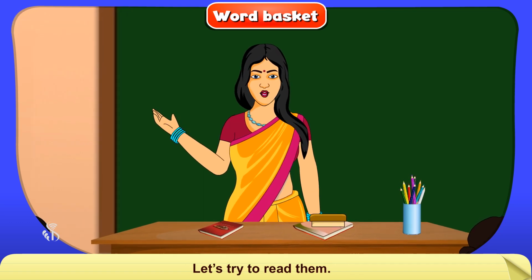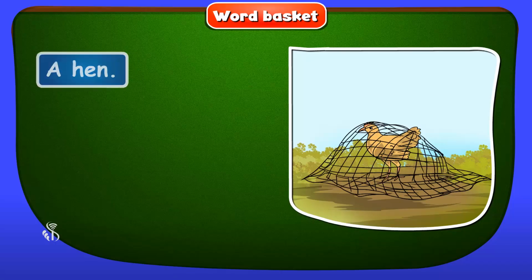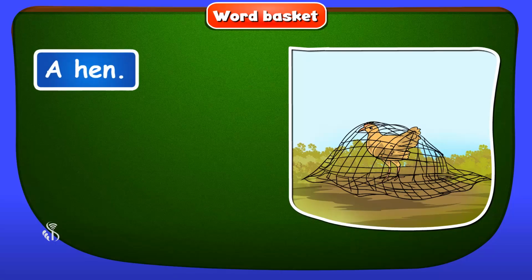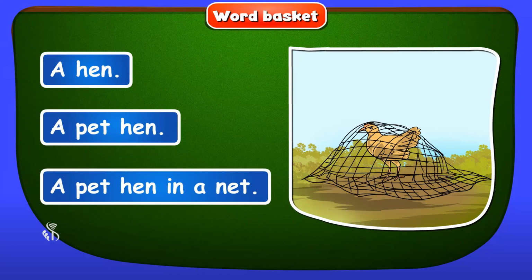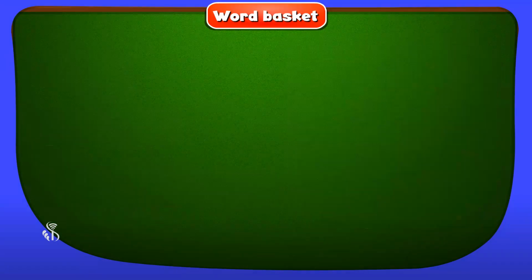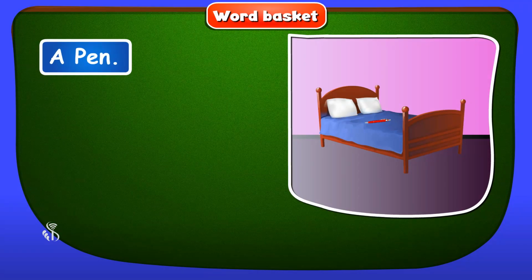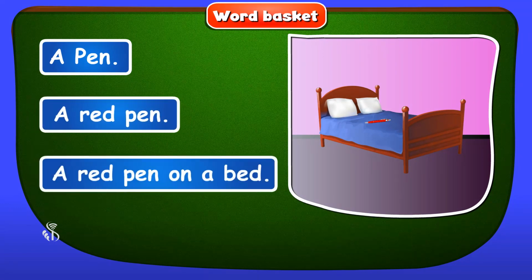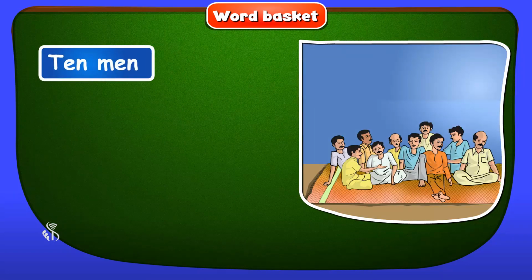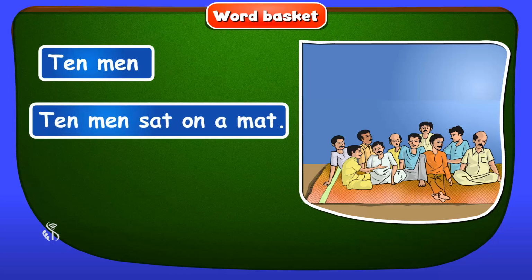Here are some sentences. Let's try to read them. A hen, a pet hen, a pet hen in a net. A pen, a red pen, a red pen on a bed. Ten men, ten men sat on a mat.